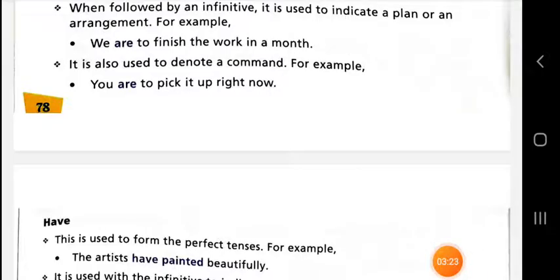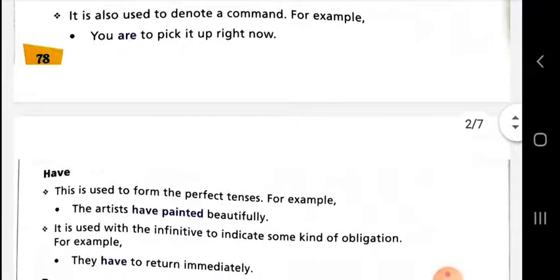In next point, we are going to talk about the primary auxiliary verb have. This is used to form the perfect tense. In present perfect tense, we use has and have. Has is used with singular subjects and have is used with plural subjects. And in past perfect tense, we use had. For example, the artists have painted beautifully.